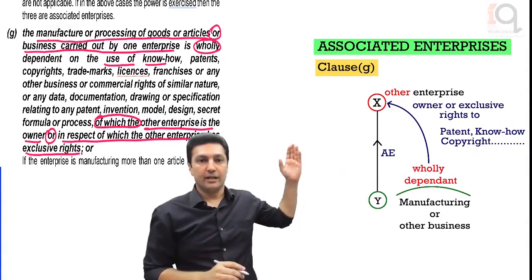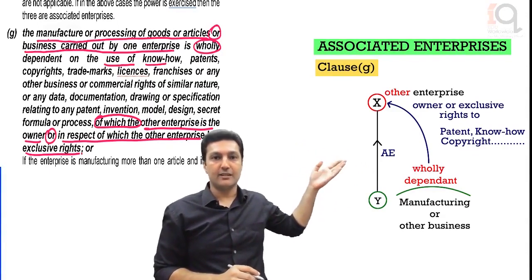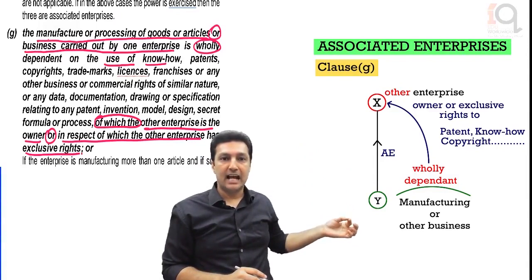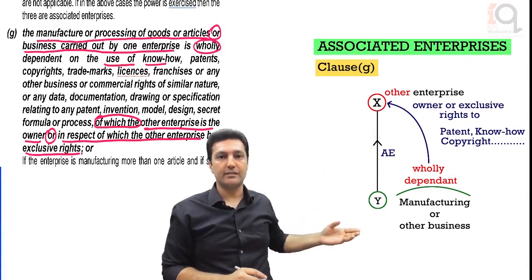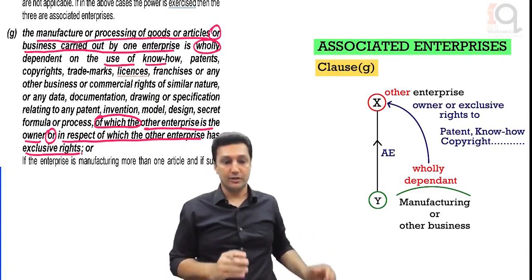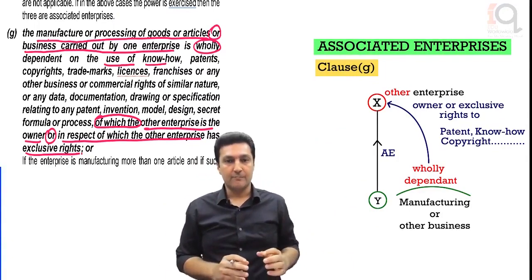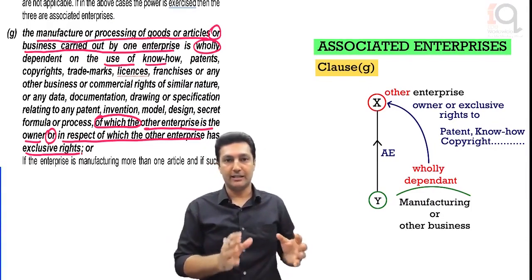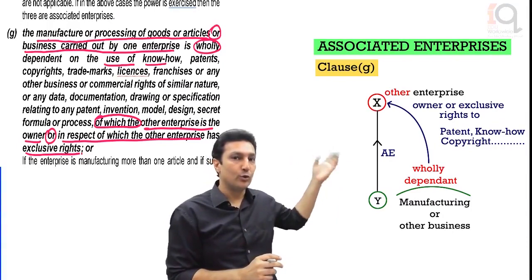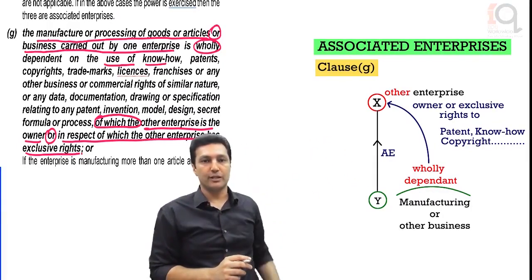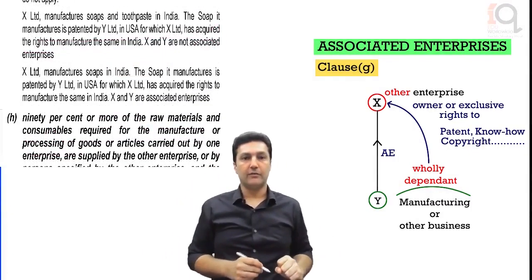So it could be a company in USA which has the right to maybe show movies, and the company in India has the exclusive right to show those movies, and the entire business of the company in India depends upon the right they have from the company in USA. They become associated enterprises. So it is not just manufacturing, it could be any business where the business in India is wholly dependent on the use of know-how, patent, etc., of which the other enterprise either is the owner, or the other enterprise has exclusive rights to use, which of course you are using in India. So technically the word used is 'wholly'.